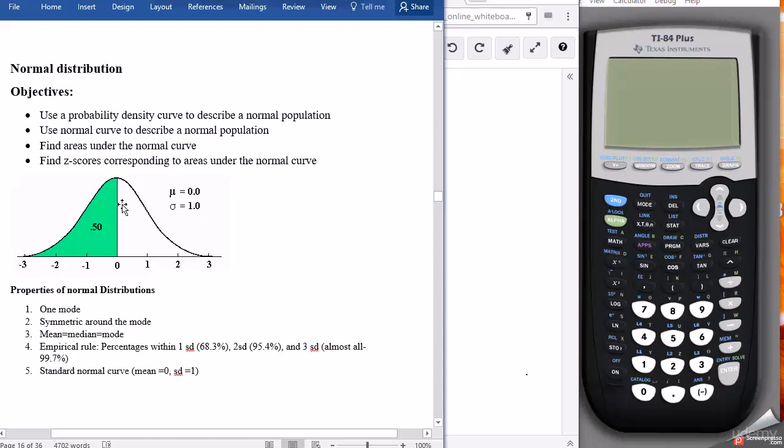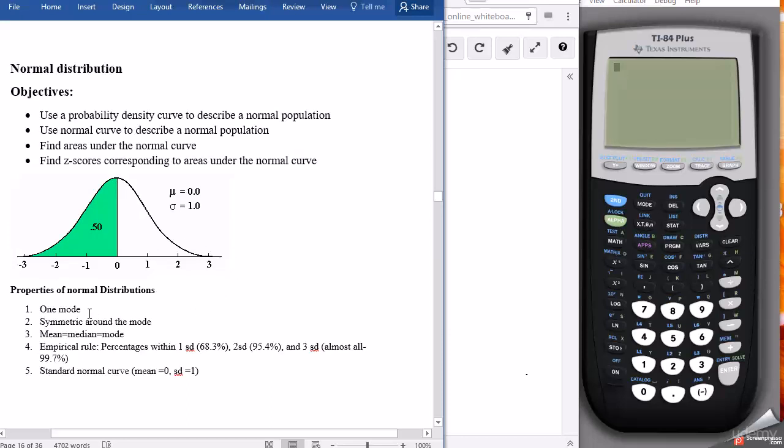Okay, so the normal distribution has a bell or symmetric shape. Most of the data are clustered around the mean or the center. The lower half of the curve has a probability or area of 0.5, and the upper half has a probability of 0.5. So the total area under the curve is 1.